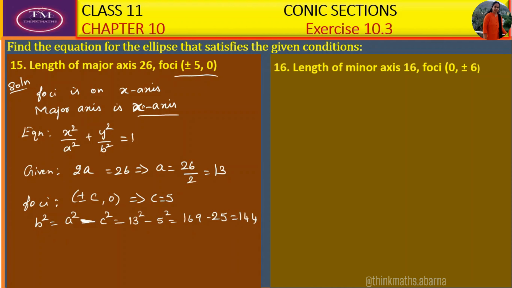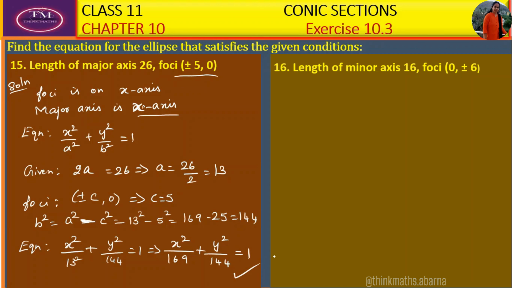So therefore b square equal to 144. Now for the equation. The equation is x square by a square, a is 13, so 13 square, plus y square by b square. What is b square? 144, equal to 1. That means x square by 13 square, which is 169, plus y square by 144 equal to 1. This is the required equation.